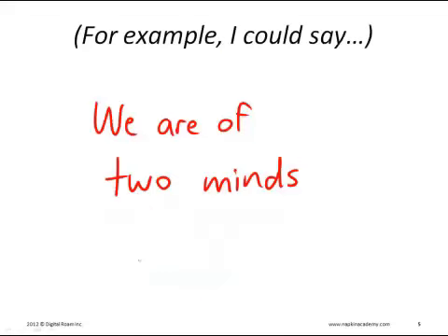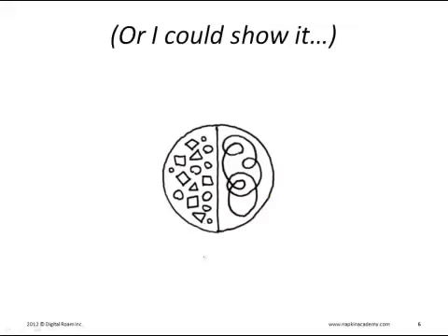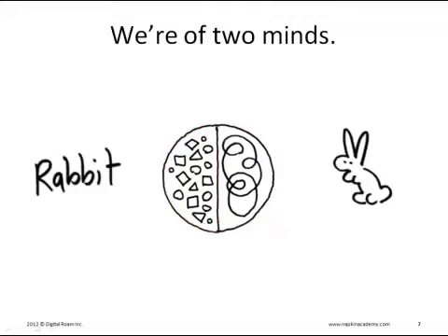To give you an example, I could say, we are of two minds. That, of course, is the verbal way to put it. Or what I could do is I could show it. I could show a picture that literally shows that we are of two minds. Or what I could do is I could do both. I could say it. We're of two minds. And I could show it.